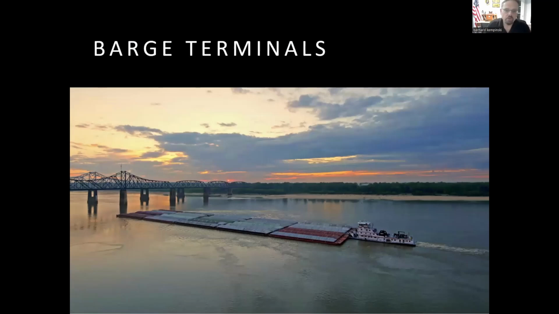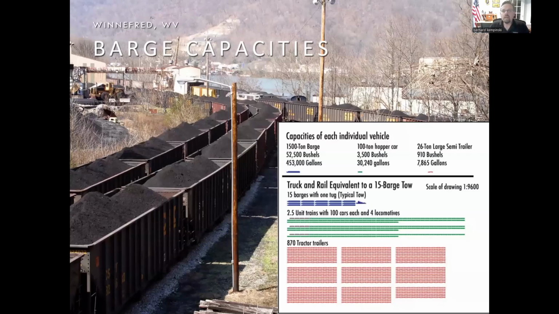I mentioned barges earlier. Barges are sort of the unsung heroes of American transportation. They have tremendous capacity. This little diagram compares what one barge with one tug, which is called a typical tow, is equal to: 2.5 unit trains or 870 tractor trailers. So with a crew of about 5 people, you can haul a lot of stuff.